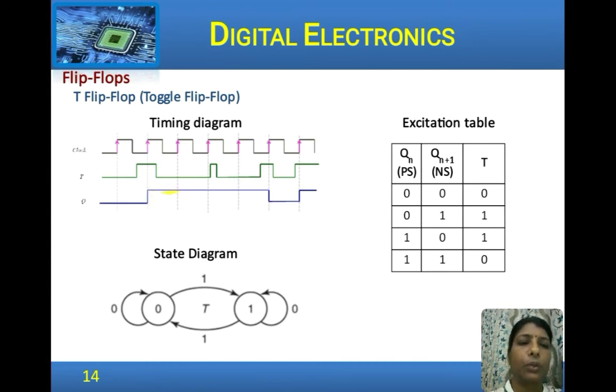From 0 it goes to 1. At this clock, T is 0, so output remains in the same state. Again in this clock, the change occurs after the clock. Therefore, the input is 0, so it remains in the same state again. At this clock, T is 1, therefore the output toggles from 1 to 0. And this is the state diagram and the excitation table for the same.